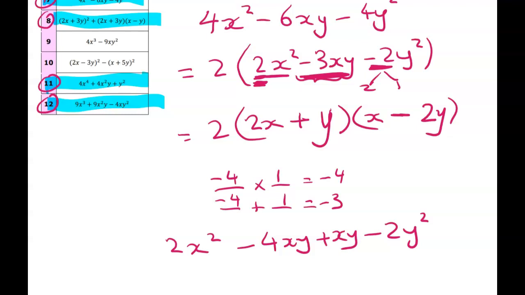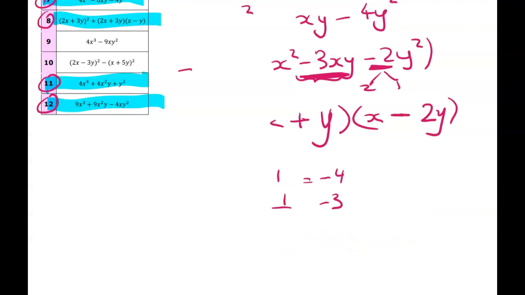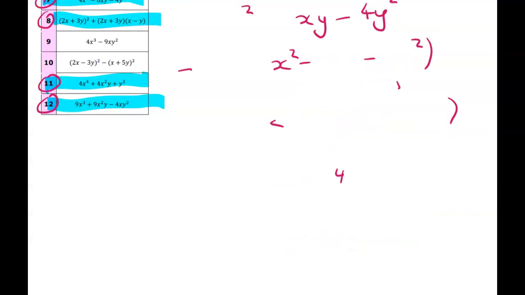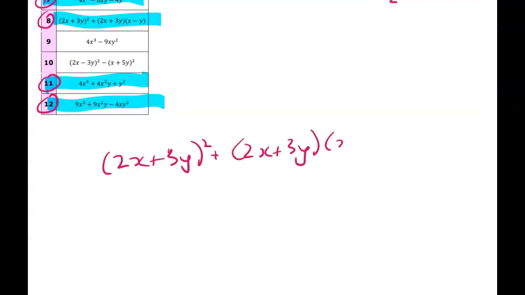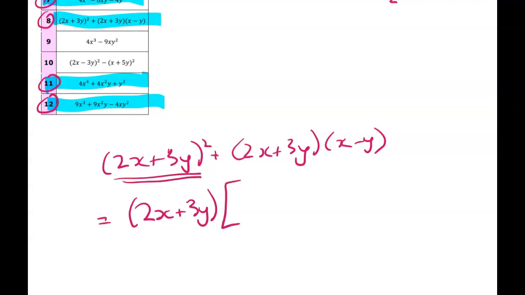All right, let's look at question 8. So question 8 looks awful, but it's actually easier because we have a really clear common factor sitting there. 2x plus 3y squared plus 2x plus 3y times x minus y. Take out the common factor of 2x plus 3y, and then work on the first term.